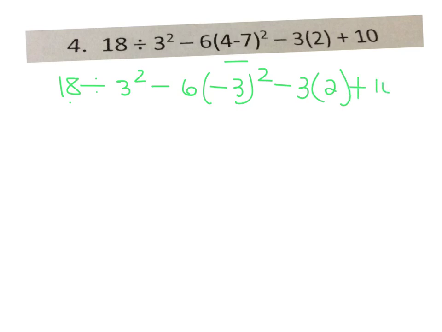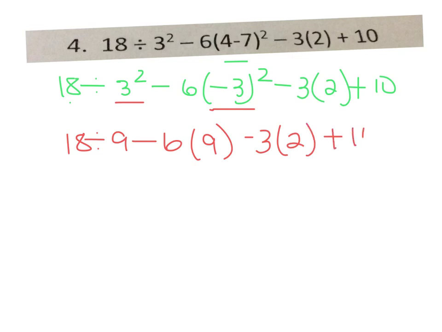Okay. Now the next step I'm going to do is I have 2 exponents. So I can do both of those exponents at the same time because there is no more parentheses. So I'm going to do 3 squared and negative 3 squared. Okay, 3 squared, 3 times 3 is 9. So here I have 18 divided by 9 minus 6. Now negative 3 in parentheses squared, that's when we have a negative 3 times a negative 3. So that's going to be a positive 9.